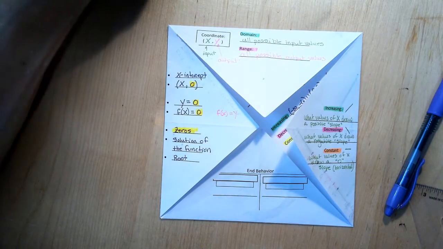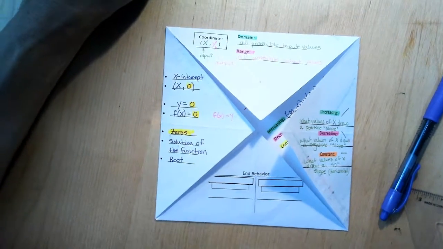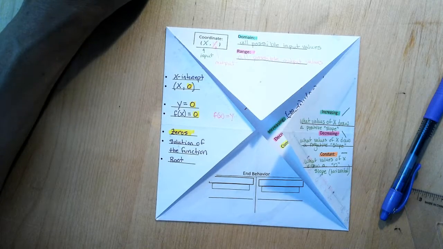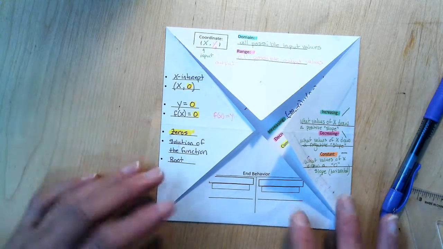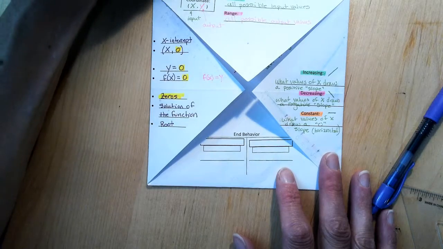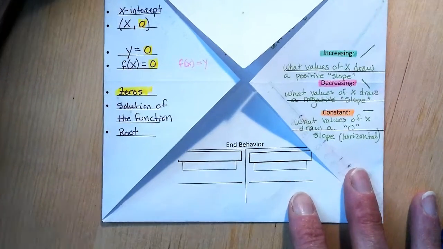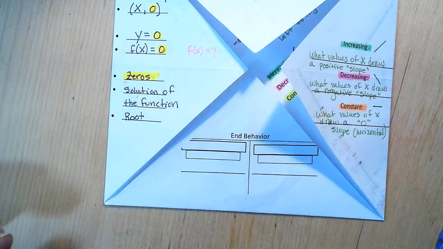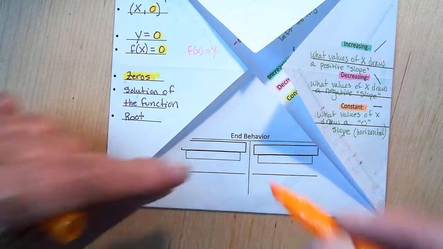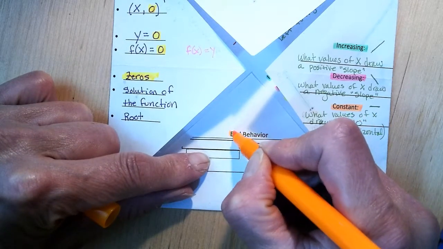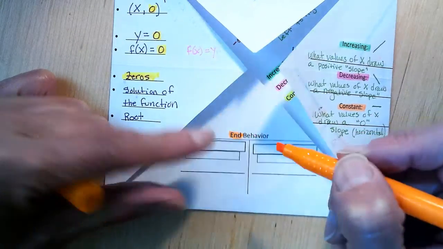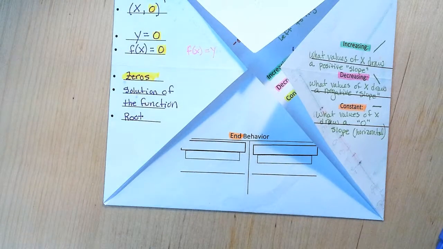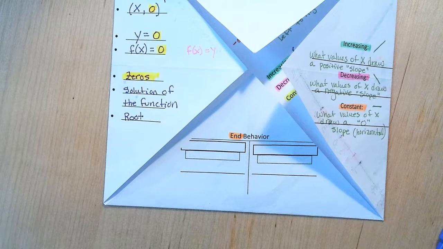This is our last video on this foldable that has to do with analyzing a graph. So we're going to talk about end behavior. End behavior is focusing on the end, and that's basically our output. So we want to think, the end, what's our end result? We're concerned about our output, the end.